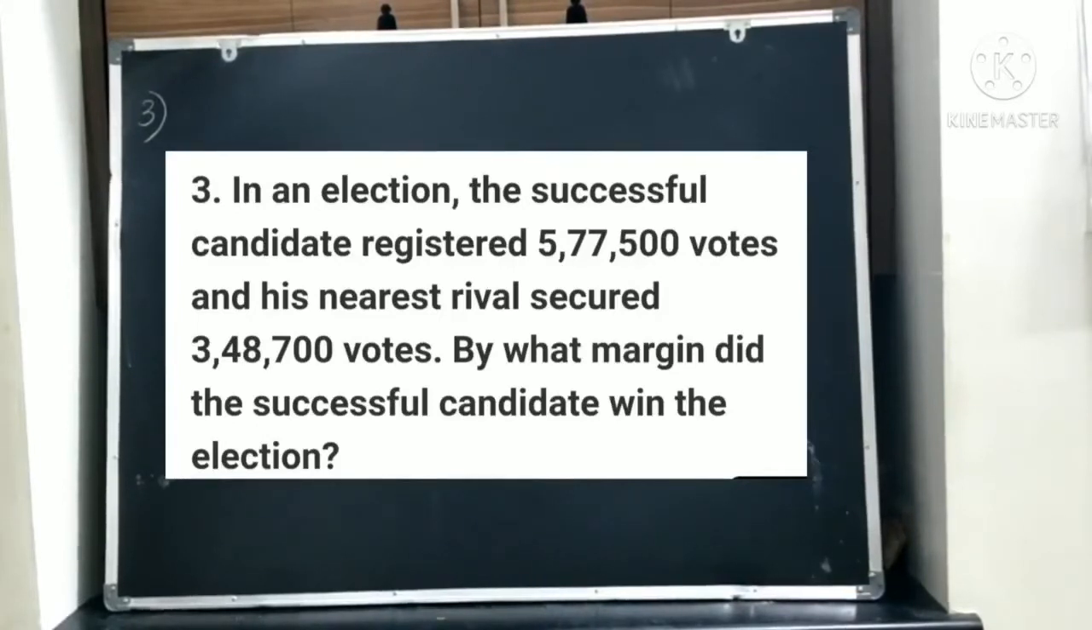5,77,500 and his nearest rival secured 3,48,700 votes. That is, who is that? Nearest rival. Rival means the other competitor, his opposite.